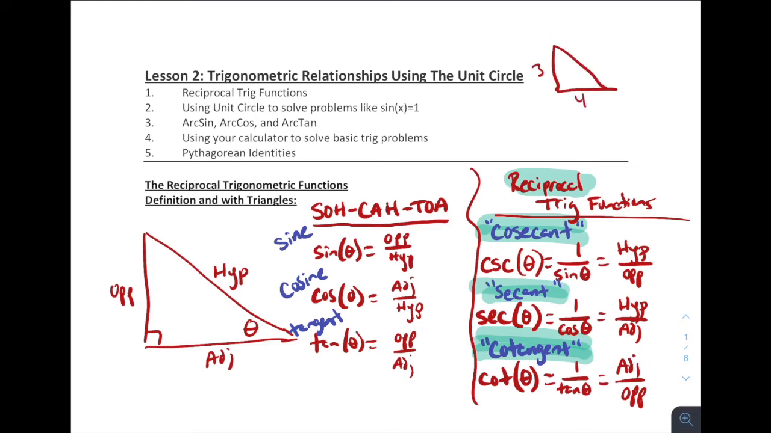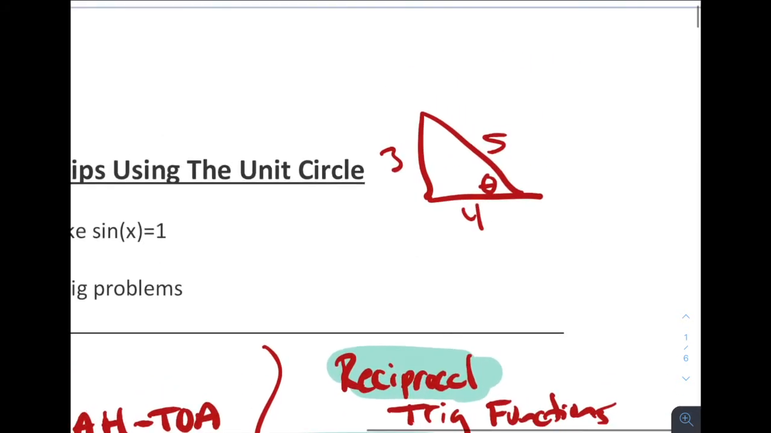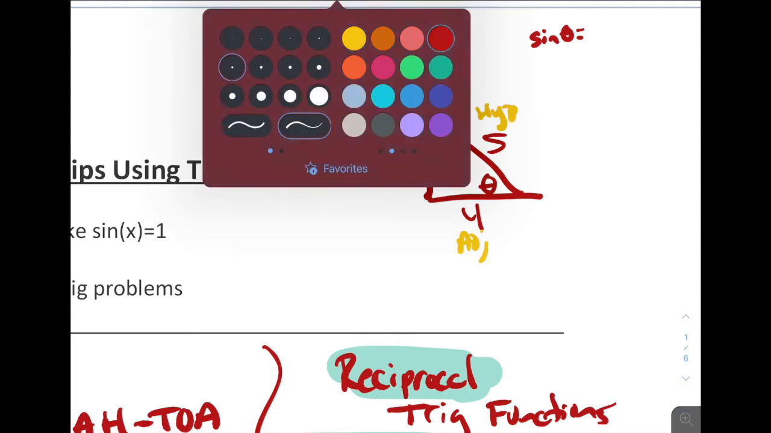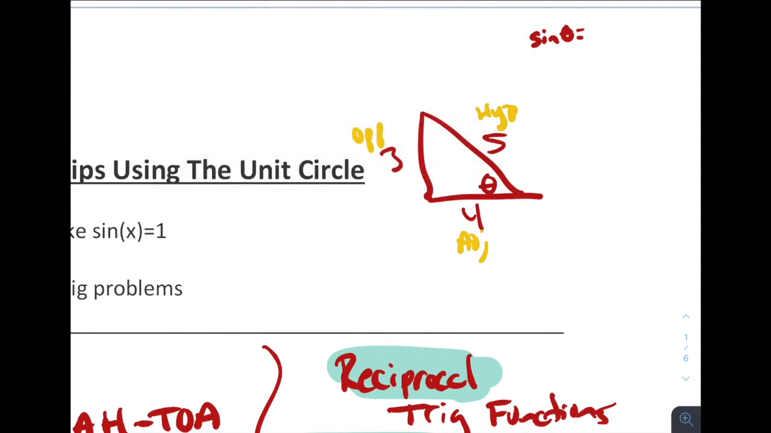So 3, 4, 5, and let's say our angle is right here. If that was the case, I wanted to find my 6 trig functions, like what we've got right here. We could say that sine of theta, well, first off, we'd want to label what each of these sides are. This would be my hypotenuse, this would be my adjacent, this would be my opposite. So sine of theta in this case would be the opposite over the hypotenuse. So that's going to be 3 over 5.